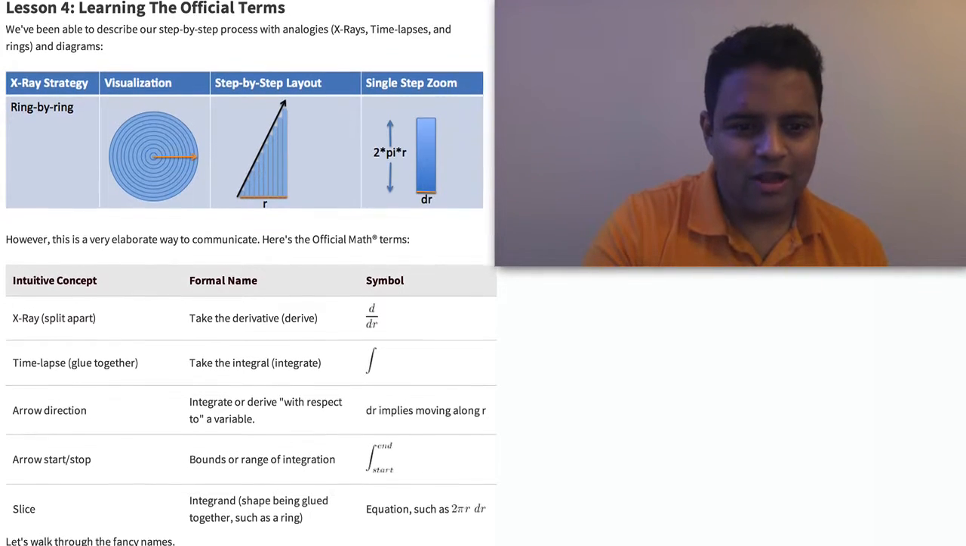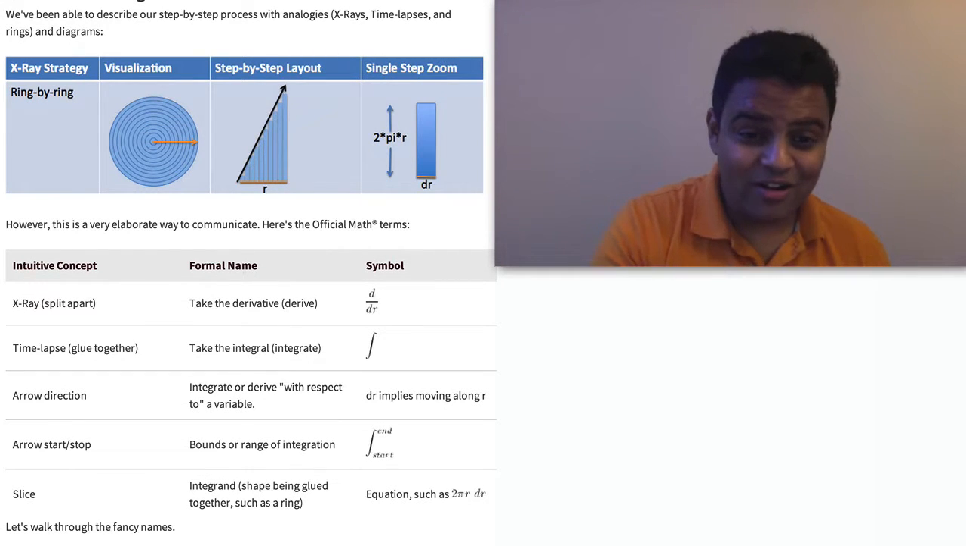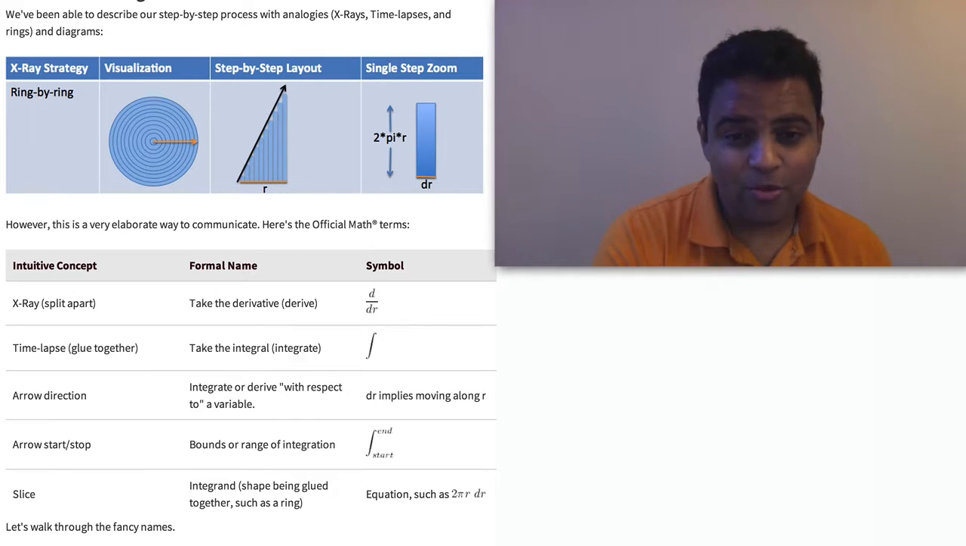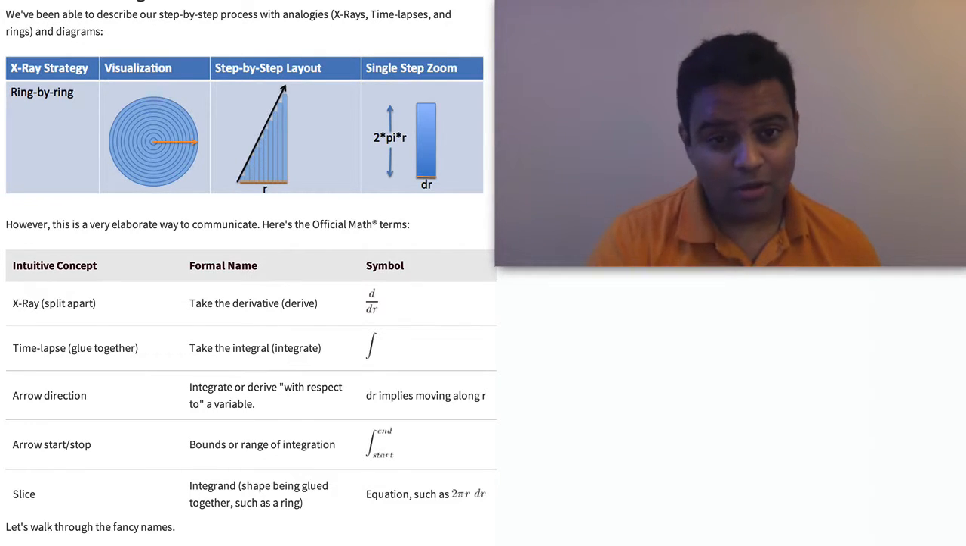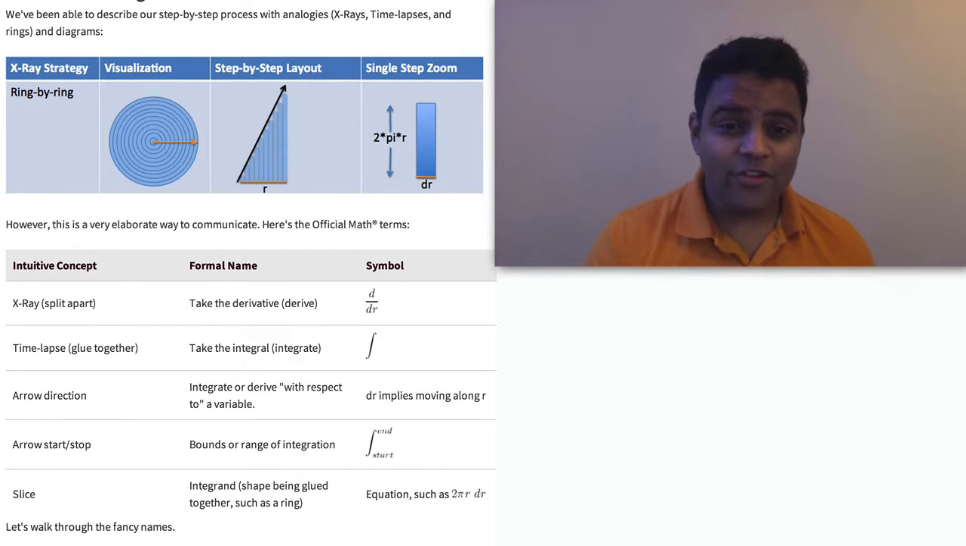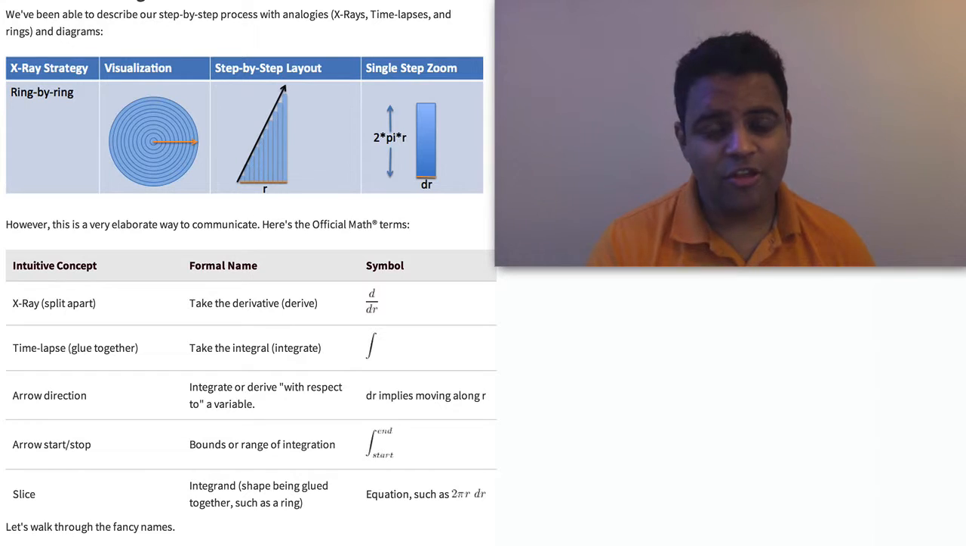Now there's sort of a little Rosetta Stone key here, which is sort of taking our concepts and translating them to the words and the symbols. And I'll give you a quick walkthrough now. In the article text there's more examples and details. So the first idea is to sharpen up what we mean by X-rays and time lapses.